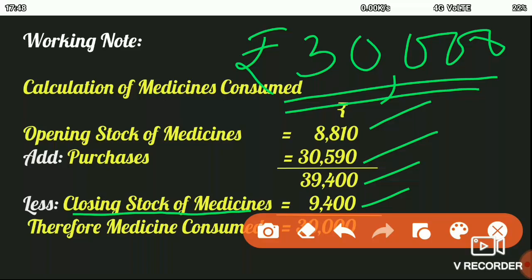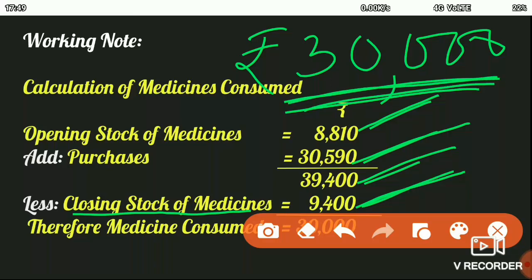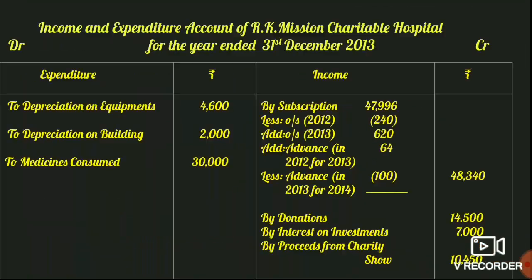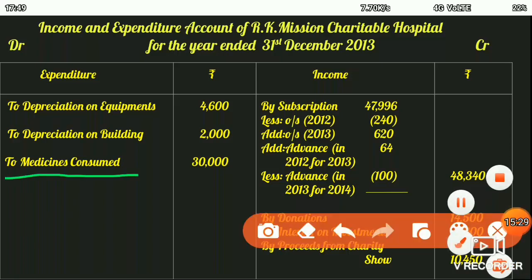And we should always remember the materials which are consumed. If in the question they give you the opening stock, the closing stock, as well as the purchases, then we have to do it in this way. We take the opening stock, we add the purchases, we find the total value, and then we see how much is the closing stock. We deduct the closing stock, and the difference gives us the materials which are consumed during the year. So after calculating, we will show this on our debit side as 'To medicines consumed 30,000'.